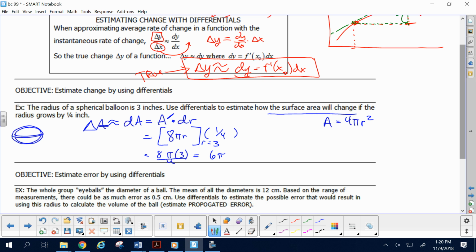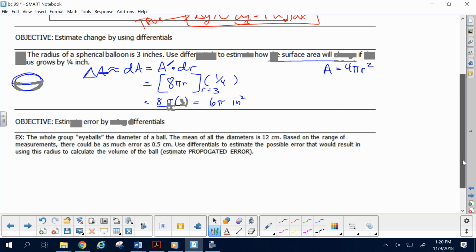This should have units. What are the units on this? Inches squared, okay, because we're talking about change in surface area. So just by a little 1/4 inch change in the radius, the surface area would change by 18-ish square inches.